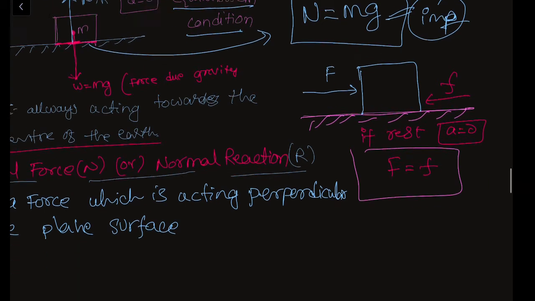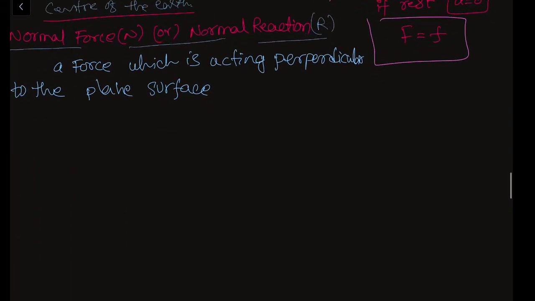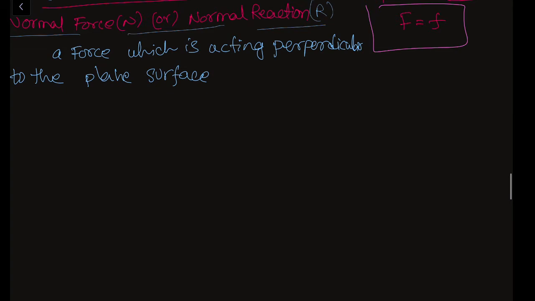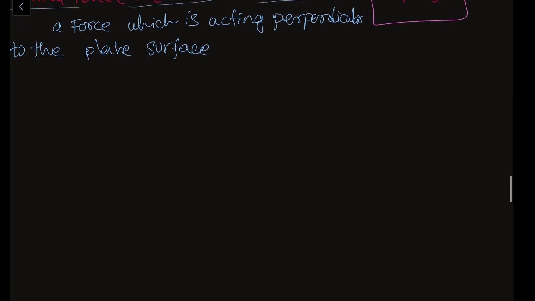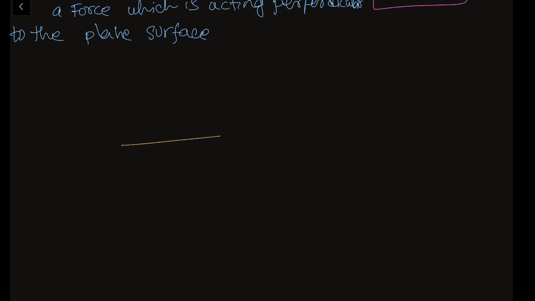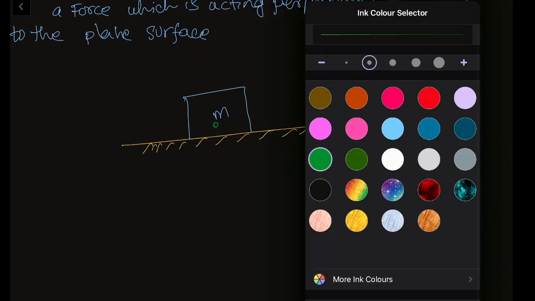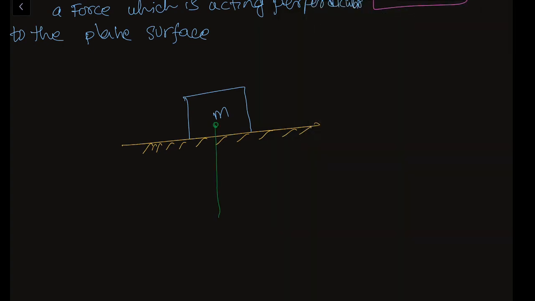Got it, children? Yes. So I will draw the free body diagram of applied force, frictional force, normal force, reaction, weight. Now I will draw one diagram. This is one surface. We have to take one body. My children, if mass is there, weight is acting downward.